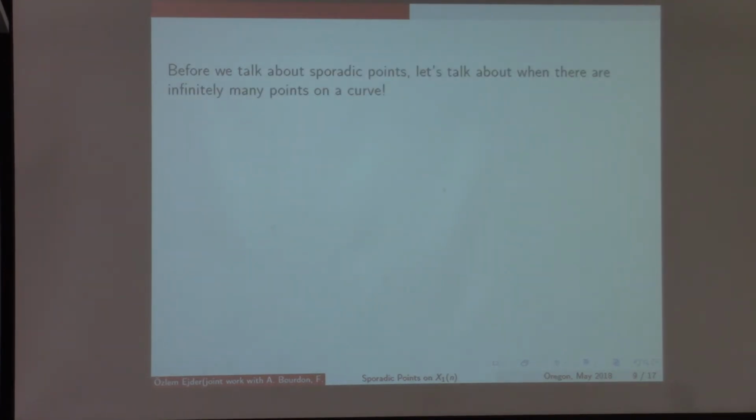Before we talk about sporadic points, we can talk about when we have infinitely many points, so that we can understand when we have finitely many points. For that, there's something called the gonality of a curve. So let's say that I have a curve C.